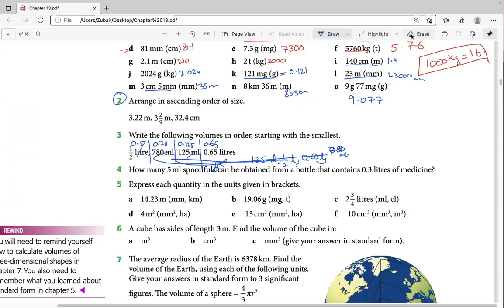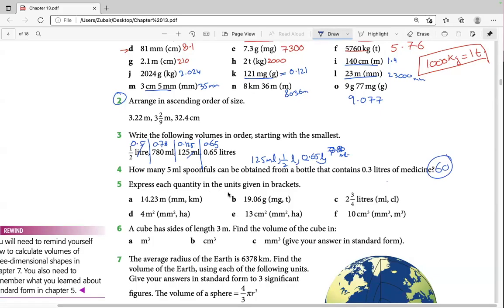How many 5 ml spoonfuls can be obtained from a bottle that contains 0.3 liters of medicine? So let's convert the liters, I guess. So it's 300. Yes. And 300 divided by 5 is going to be 60. 60, yes.